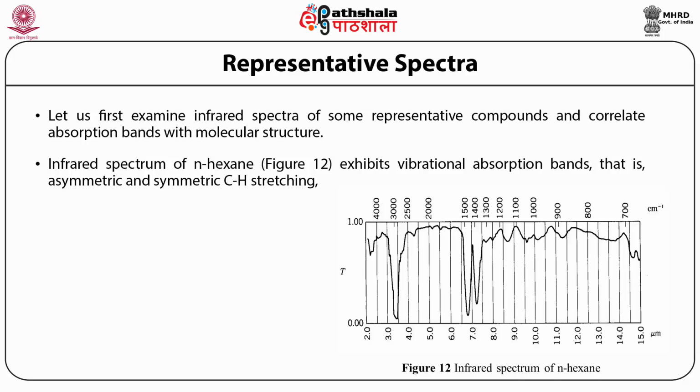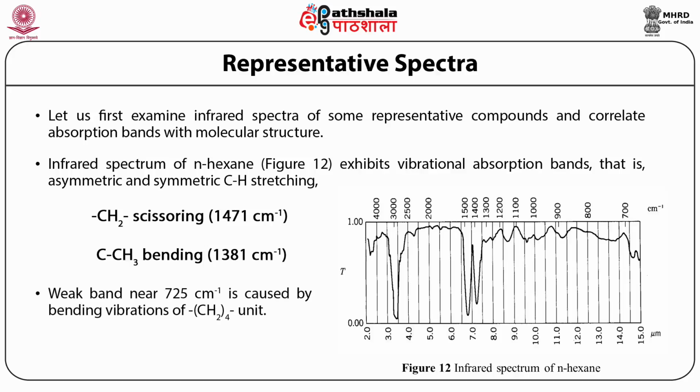that is, asymmetric and symmetric CH stretching, averaged at 2899 centimeter inverse, CH2 scissoring, that is at 1471 centimeter inverse, and C–CH3 bending at 1381 centimeter inverse. The weak band near 725 centimeter inverse is caused by bending vibrations of the (CH2)4 units. So in this way, we can very well interpret the spectrum of n-hexane. Similarly, by taking the values in different regions, different types of compounds can be interpreted.